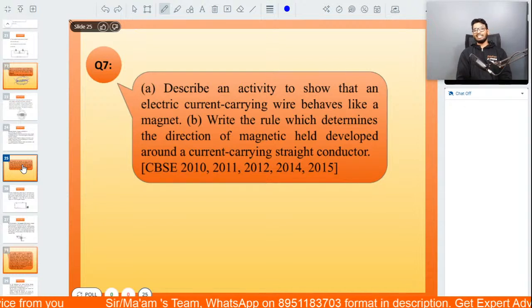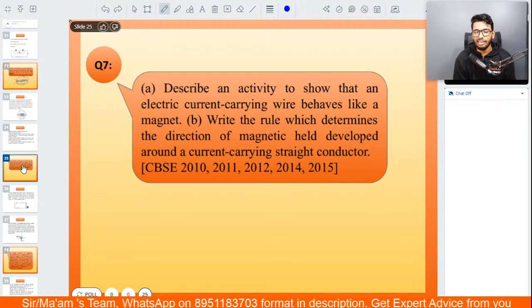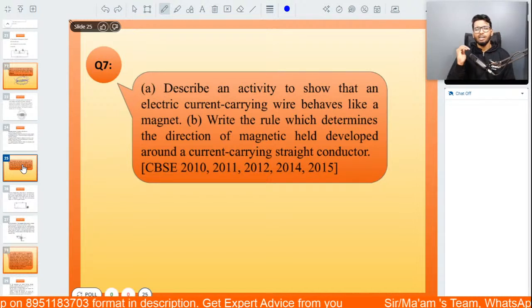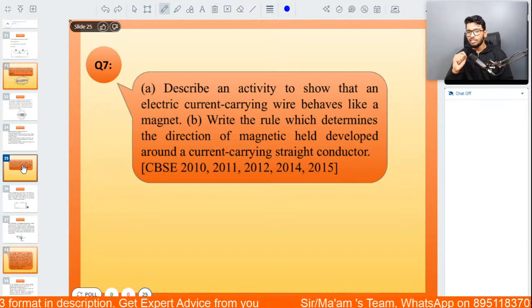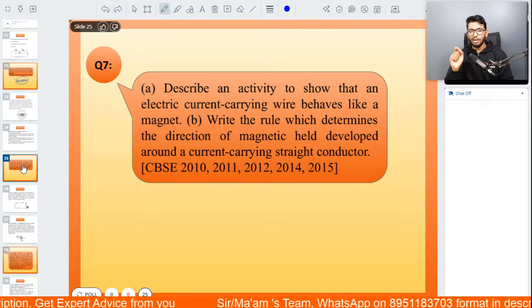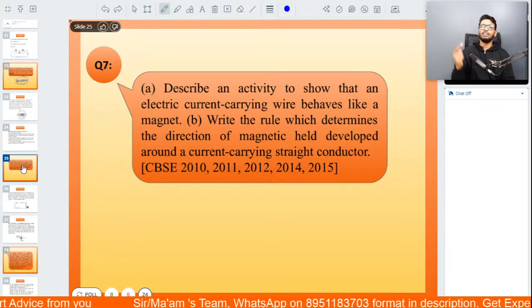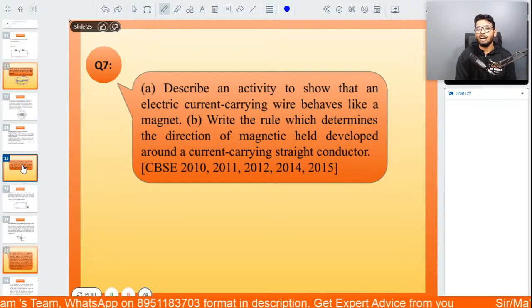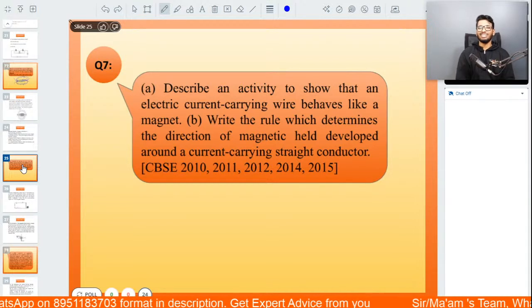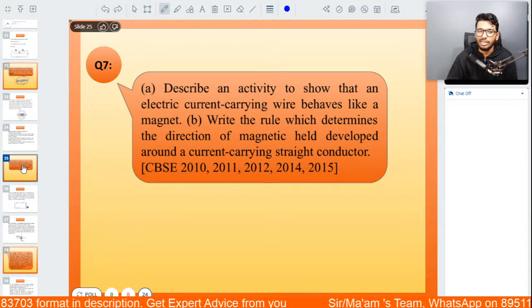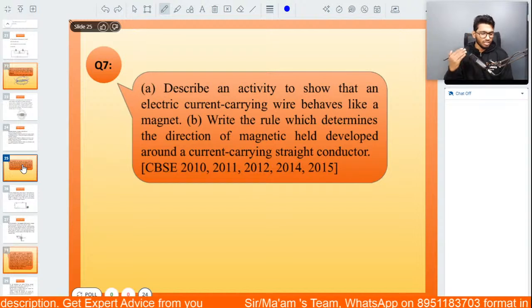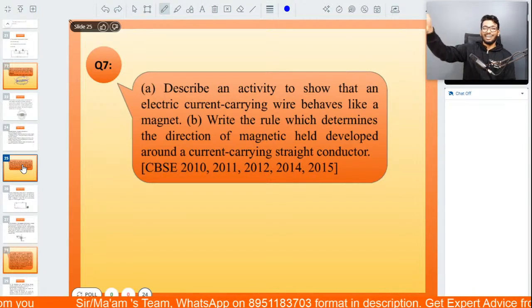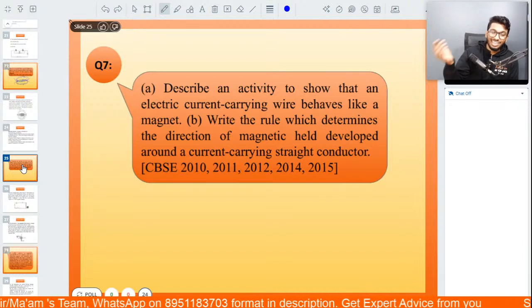Describe an activity to show that an electric current carrying wire behaves like a magnet. A very simple activity which can easily be done. Next question is, write the rule which determines the direction of magnetic field developed around a current carrying straight conductor. Very simple question, guys. Trust me, if this ever comes in your board exam, just close your eyes and write that, because you will still get marks for this.